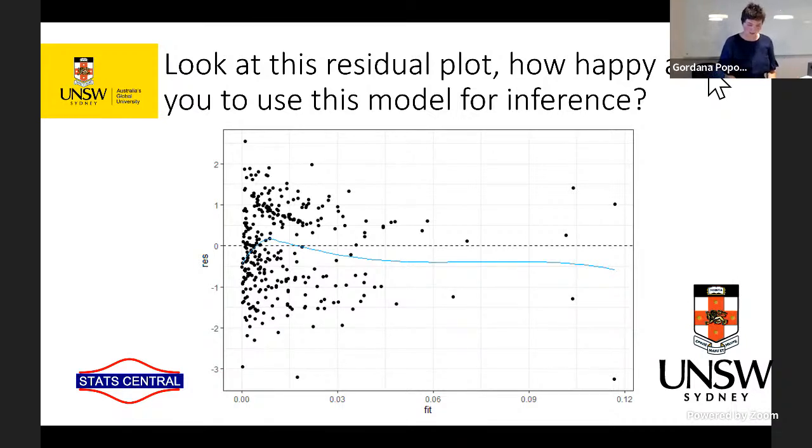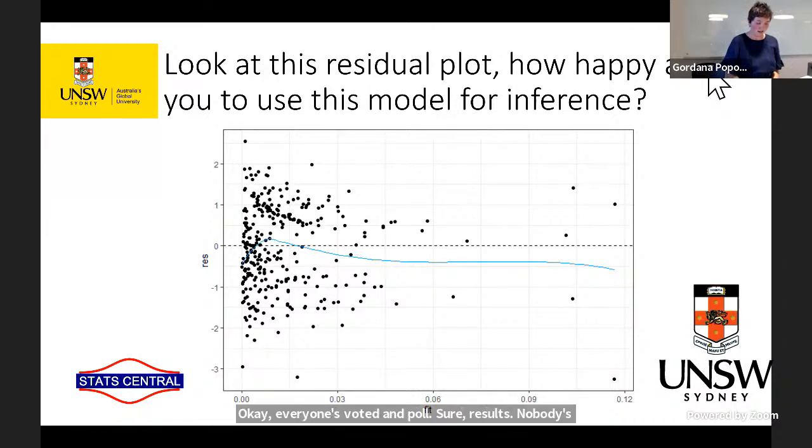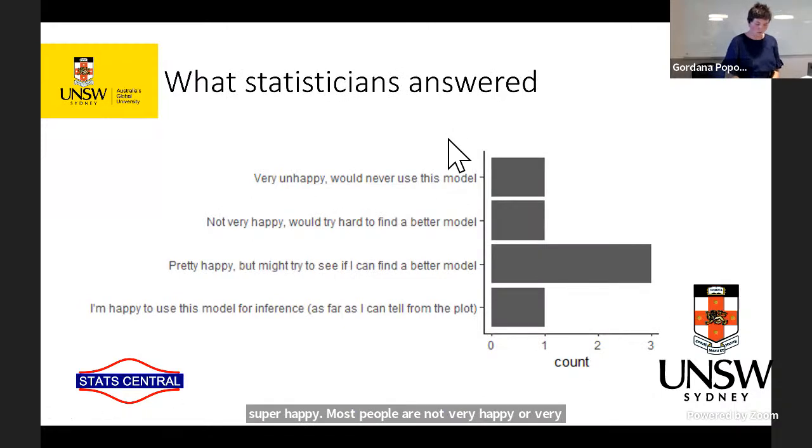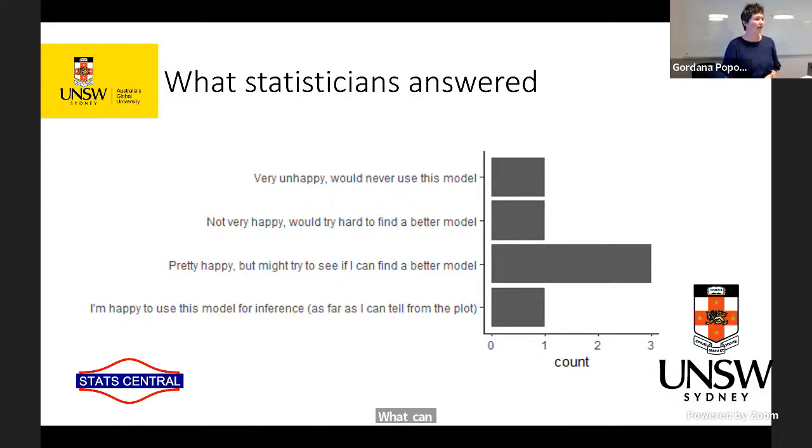Okay, everyone's voted. Show results. Nobody's super happy. Most people are not very happy or very unhappy. There was also quite a spread, interestingly, in this one for the statisticians. Most people are pretty happy, so the statisticians are happier than the participants in this. But I was one of the unhappy statisticians, so I'm not sure. So what can we learn from that? There's a lot of variation in how people interpret residual plots.